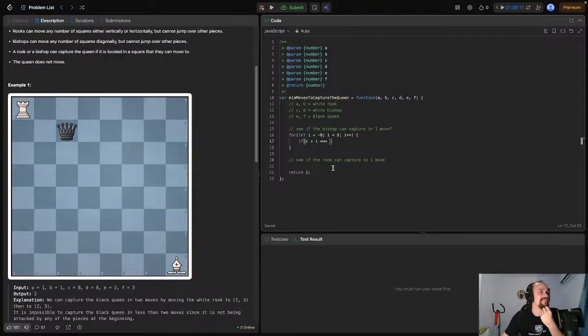But yeah, we're looking at the white bishop, and we're going to see if it lines up with the queen diagonally. So the queen is at E, and if D plus I equals F, then we'll return 1.